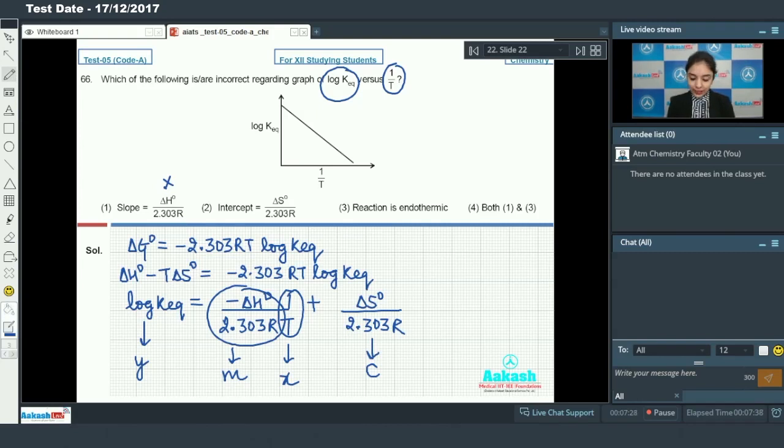Now you have the second option which says that the intercept... So we have found out that the intercept is delta S naught by 2.303 R. So this is the correct option.